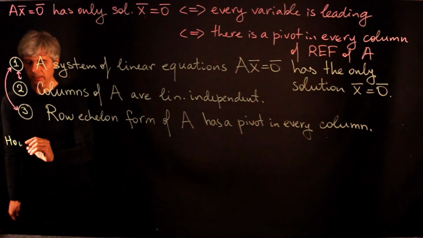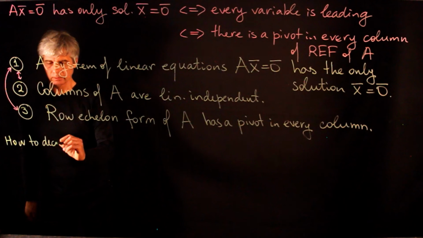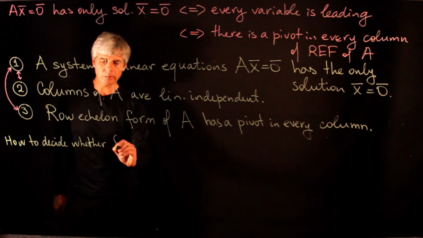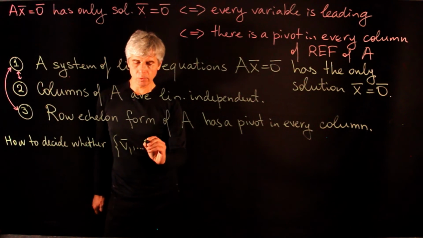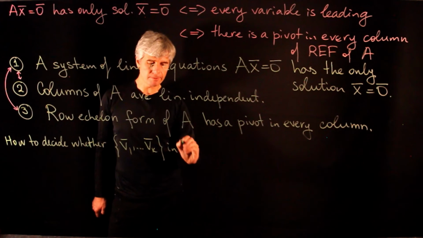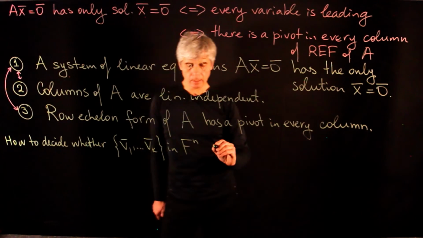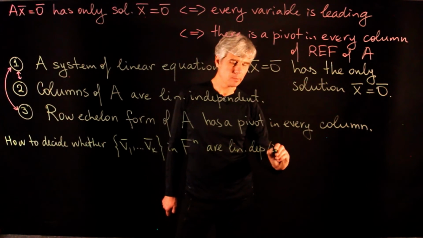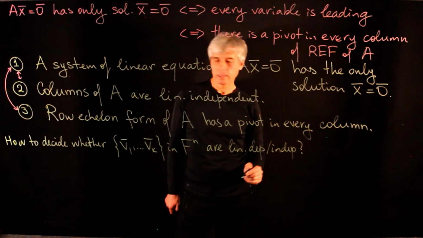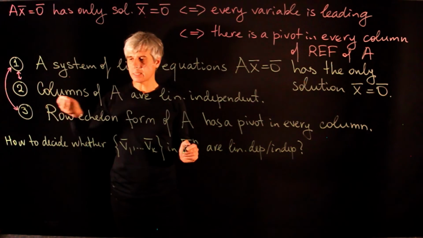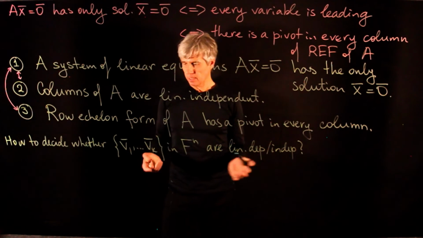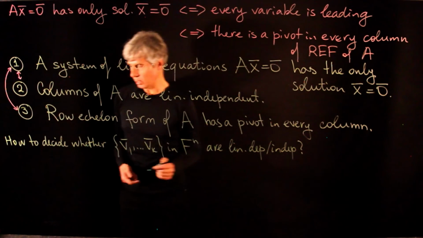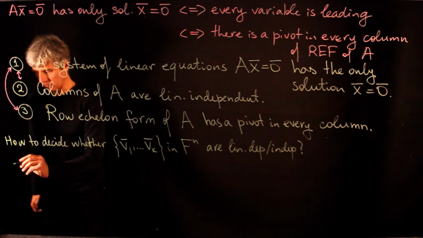So how to decide whether given vectors v1 through vk in Fn are linearly dependent or independent, right? Well, this theorem says something only about columns of a matrix. And here we don't have a matrix, we just have vectors. What do we do?